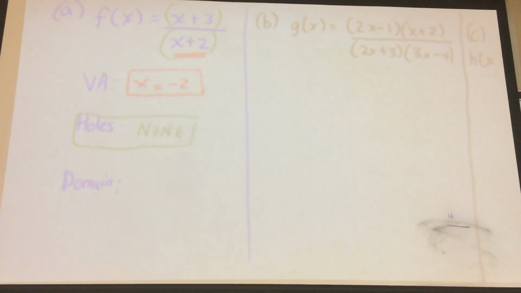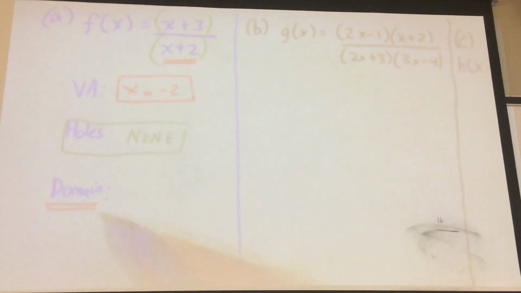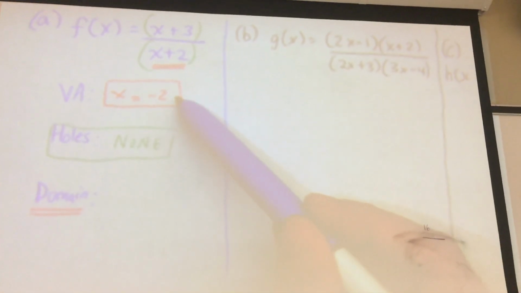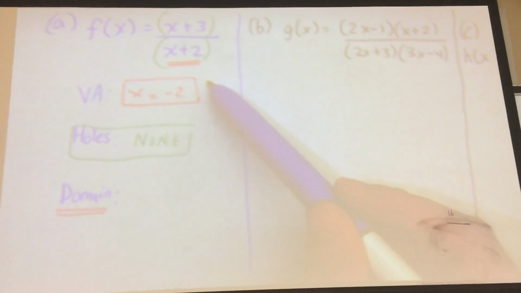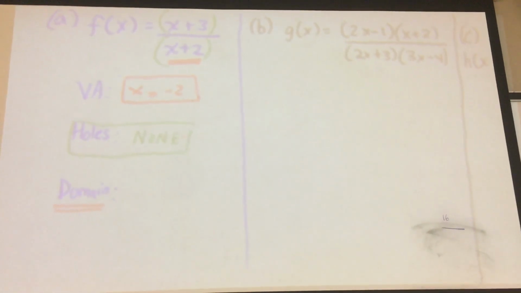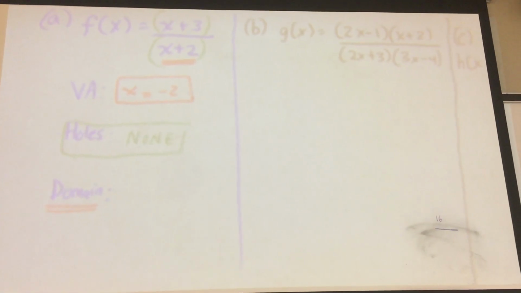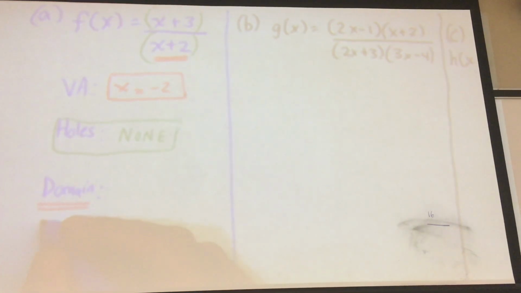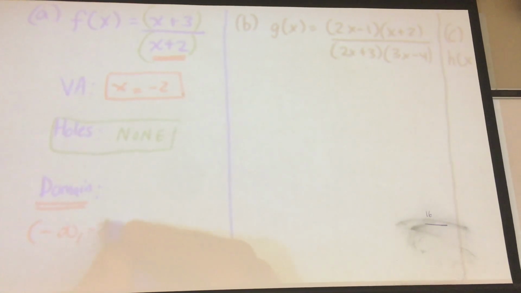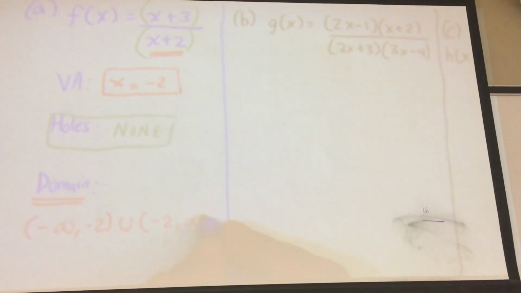Okay, so what I normally would do at this point for domain is I would say make sure that you are talking about both places, if you had a hole and if you had a vertical asymptote, all the places where x does not exist in your domain. Since there's only one place where it doesn't exist, anything to the left of it and anything to the right of it is fair game.